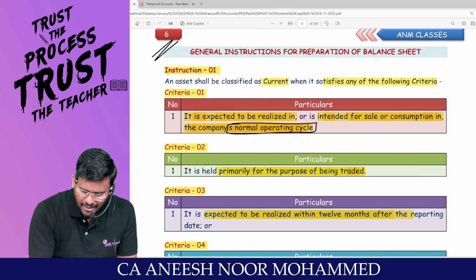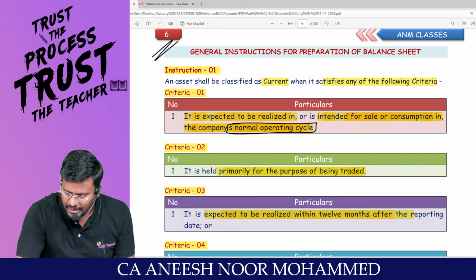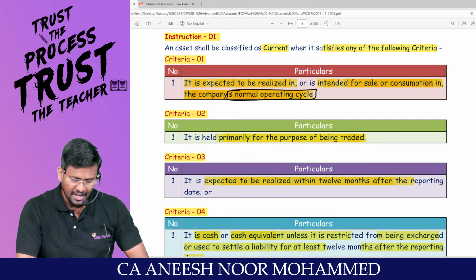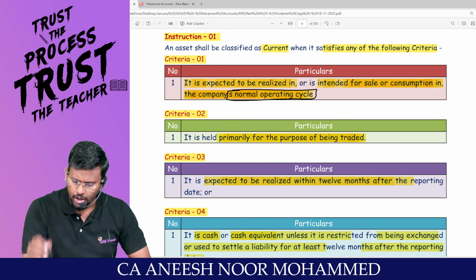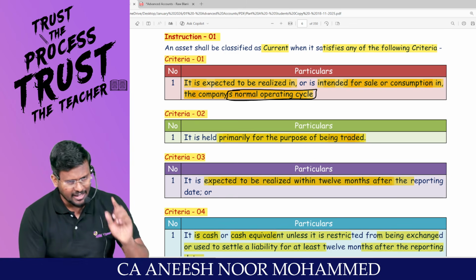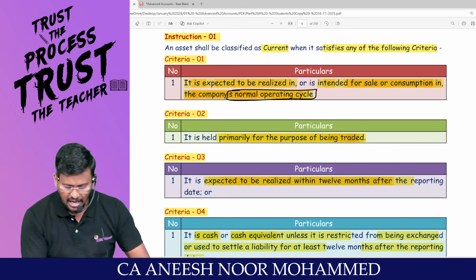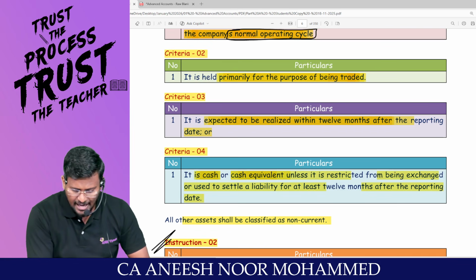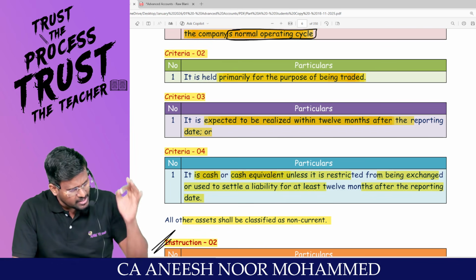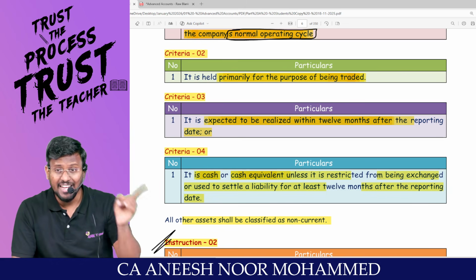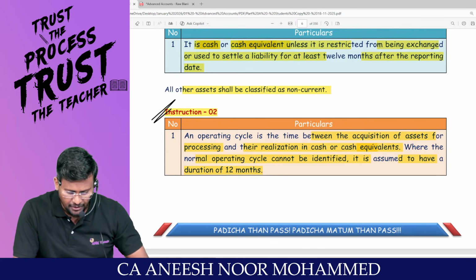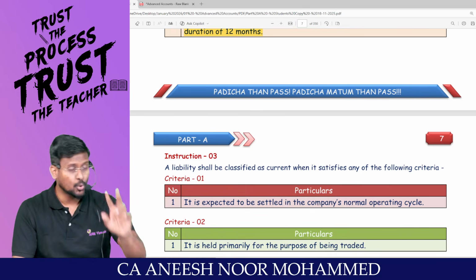It is expected to be realized in or intended for sale or consumption in the company's normal operating cycle. It is held primarily for the purpose of being traded. It is expected to be realized within 12 months after the reporting date. Or it is cash or cash equivalent. If any of the criteria has been satisfied, that item should be classified as current asset and should not be classified as non-current asset. So I got the answer.